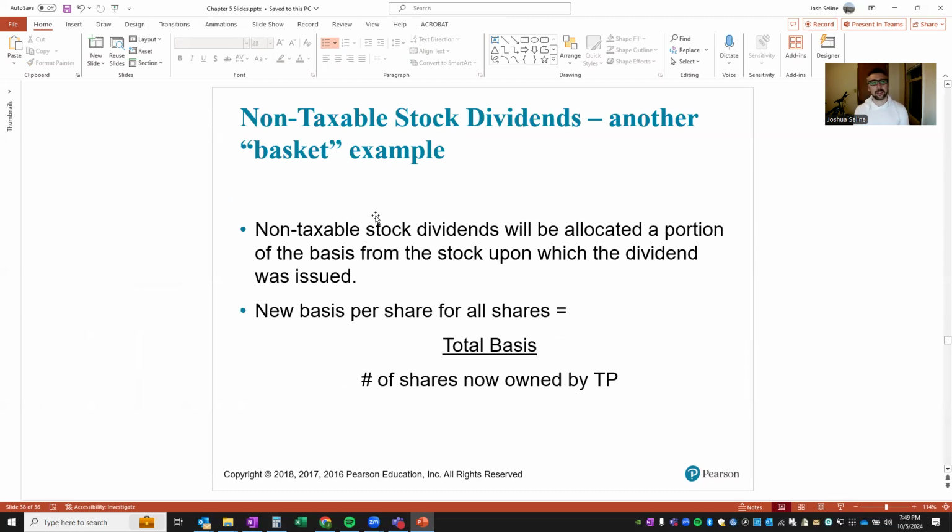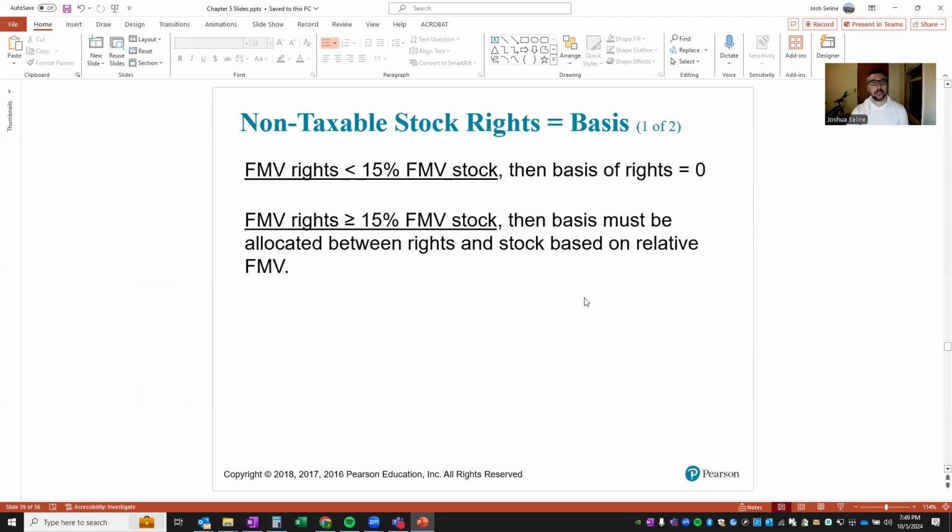Non-taxable stock dividends. They'll be allocated a portion of the basis of the stock upon which the dividend was issued. Your new basis per share is going to be total basis divided by the number of shares now owned by the taxpayer. If the fair market value of your rights is less than 15% of the fair market value of the stock, then your basis of rights is 0. If it's greater than or equal to, then the basis has to be allocated between the rights and the stock.